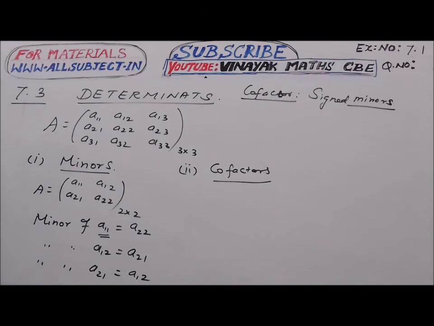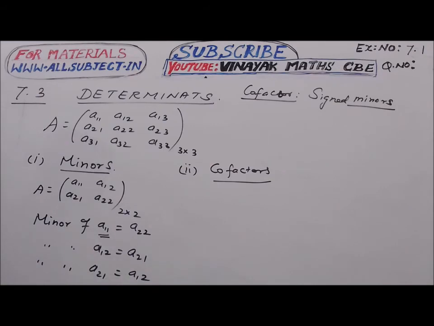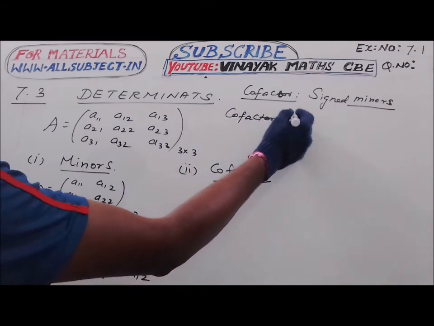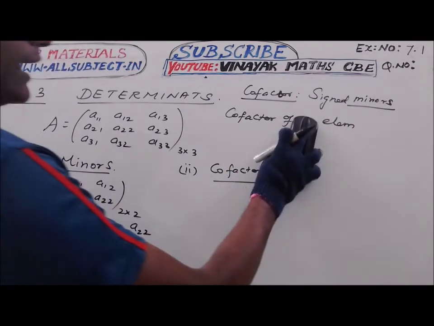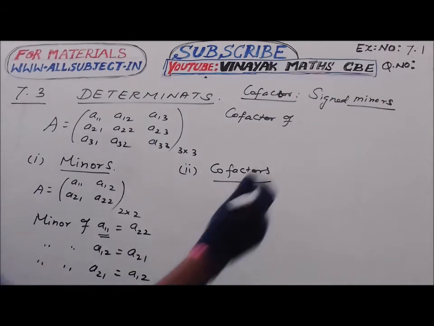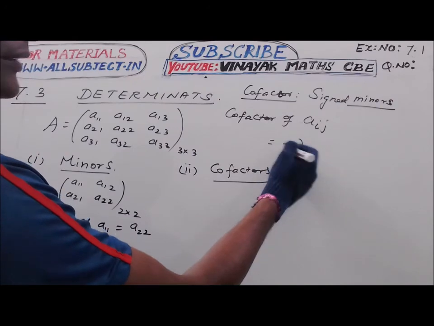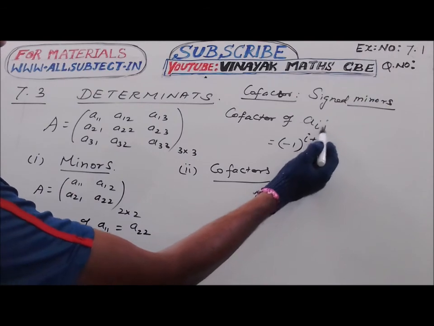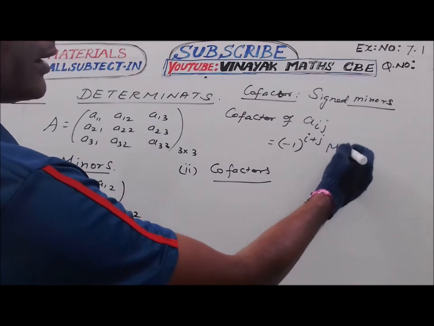We are associating a sign with every element, and adding a sign to the minors, it will be converted to cofactors. So we have a formula to find the cofactor of an element, the cofactor of Aij. The element is denoted here as Aij. Cofactor of Aij is equal to minus 1 to the power i plus j, where i and j are the place values of A, into the minor of Aij.